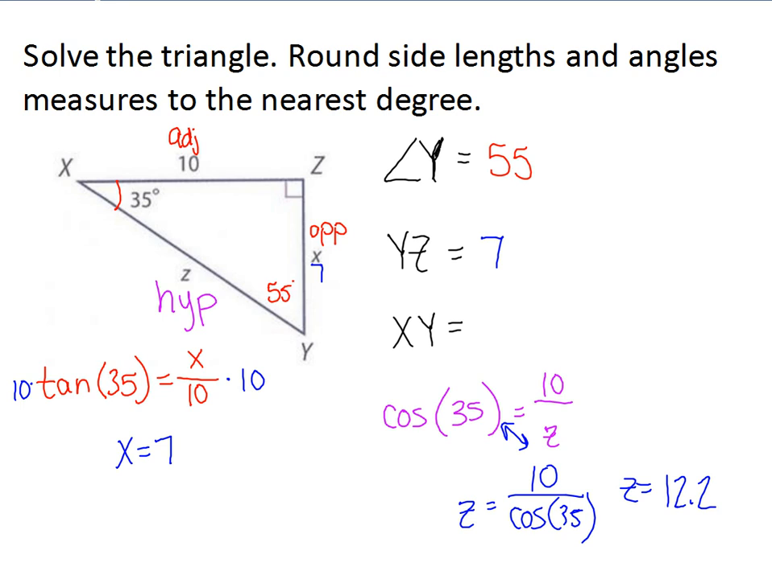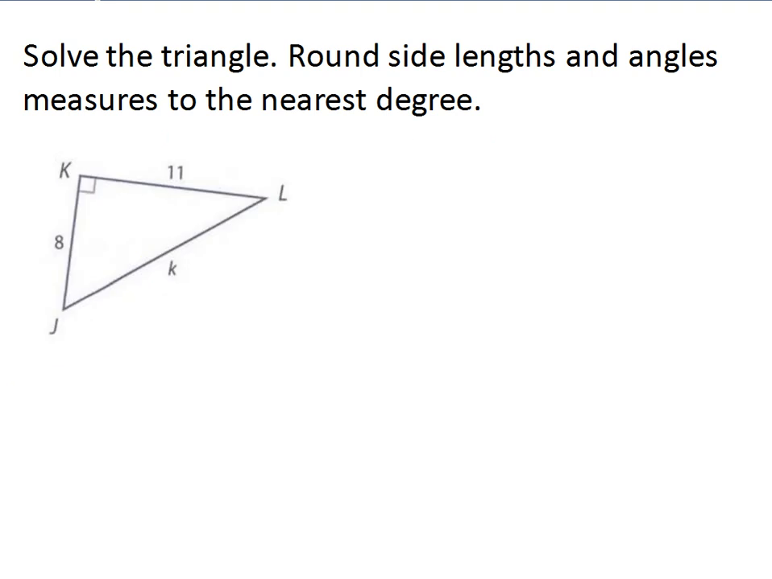Sorry, that was not correct. That would be 10 divided by cosine of 35 is 12.2. So we know the length of side XZ is 12.2. Now I knew I'd calculated something wrong when I got 8.7 because the hypotenuse always has to be the longest side. Since our adjacent was 10, there's no way our hypotenuse could have had a length of 8.7.